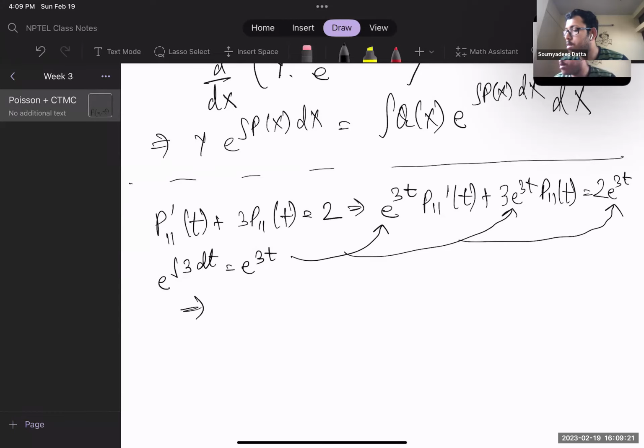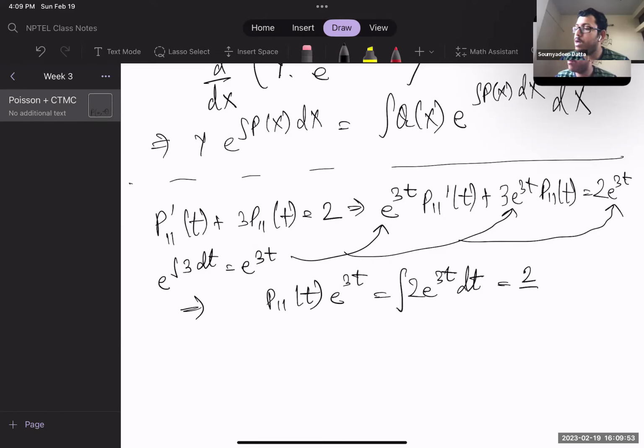And now if you see that this is nothing but the derivative of P11 of t e to the power 3t is equal to 2 e to the power 3t. And so if you get rid of the derivative, it will be nothing but the integral of 2 e to the power 3t dt. So that is nothing but 2 by 3 e to the power 3t plus some constant, right?